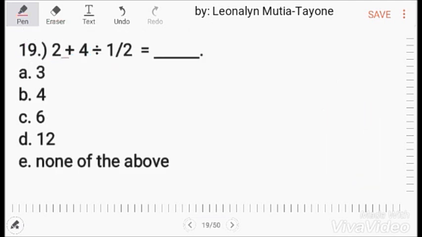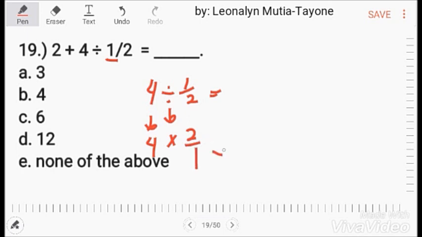Number 19, 2 plus 4 divided by 1/2. So, mayroon tayong division at addition. At may fraction tayo. So, unahin natin yung division. 4 divided by 1/2. So, kopyahin si 4, ang division maging multiplication at si reciprocal ng 1/2 which is 2 over 1. 4 times 2 equals 8. So, ito ay 8. 2 plus 8 equals 10. So, the answer is 10. Wala sa choices. So, letter E.